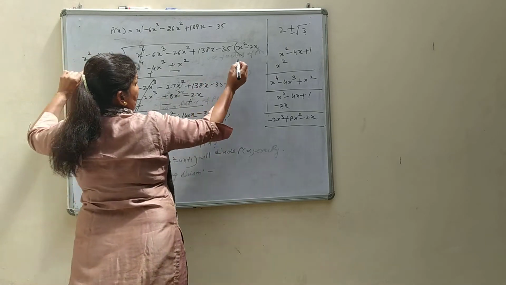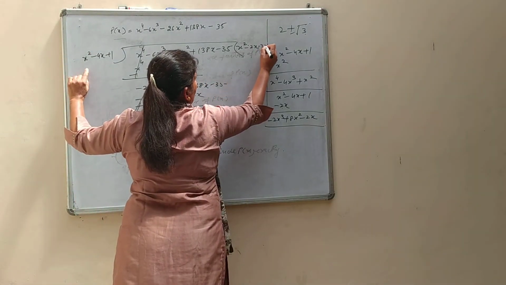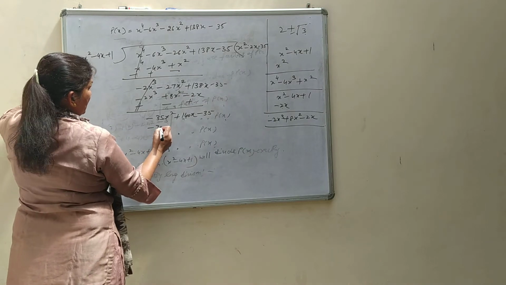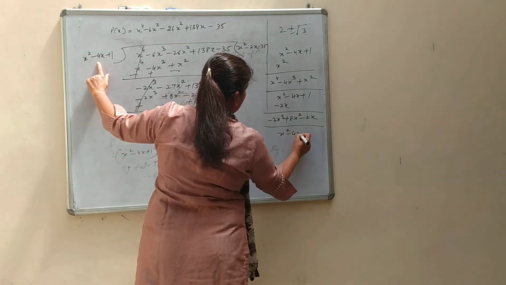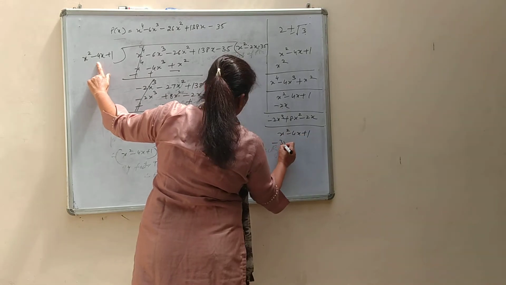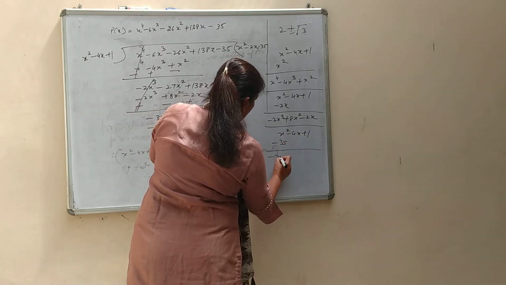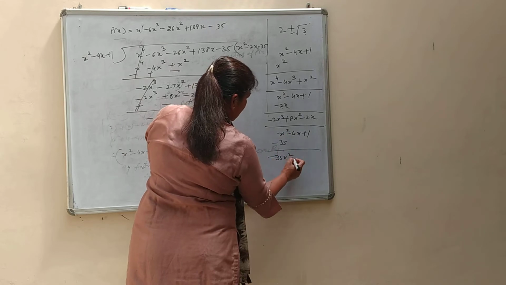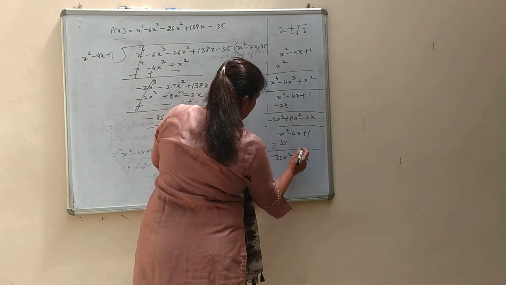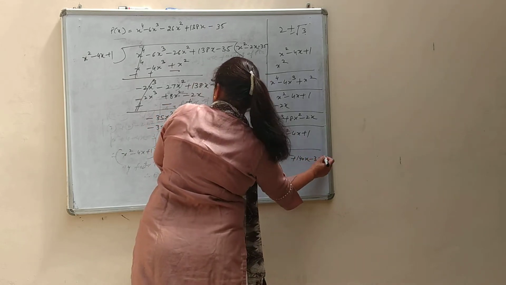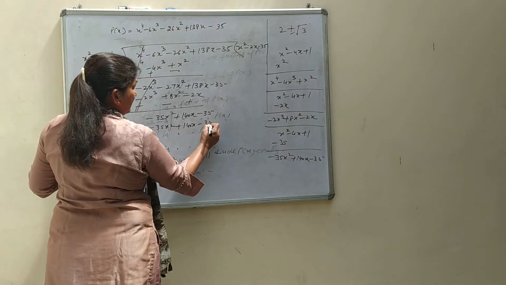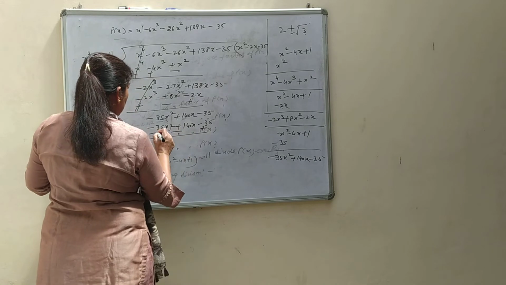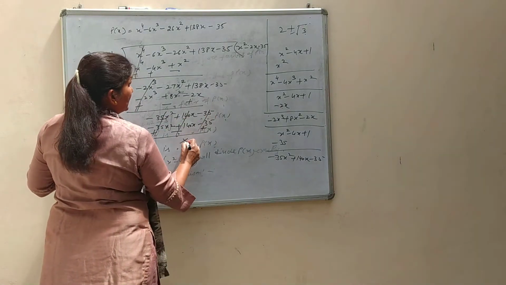Minus 35. Minus 35x square, x square minus 4x plus 1 multiplied by minus 35. Minus 35x square, minus into minus plus 140x minus 35. By changing signs, we can cancel all terms.